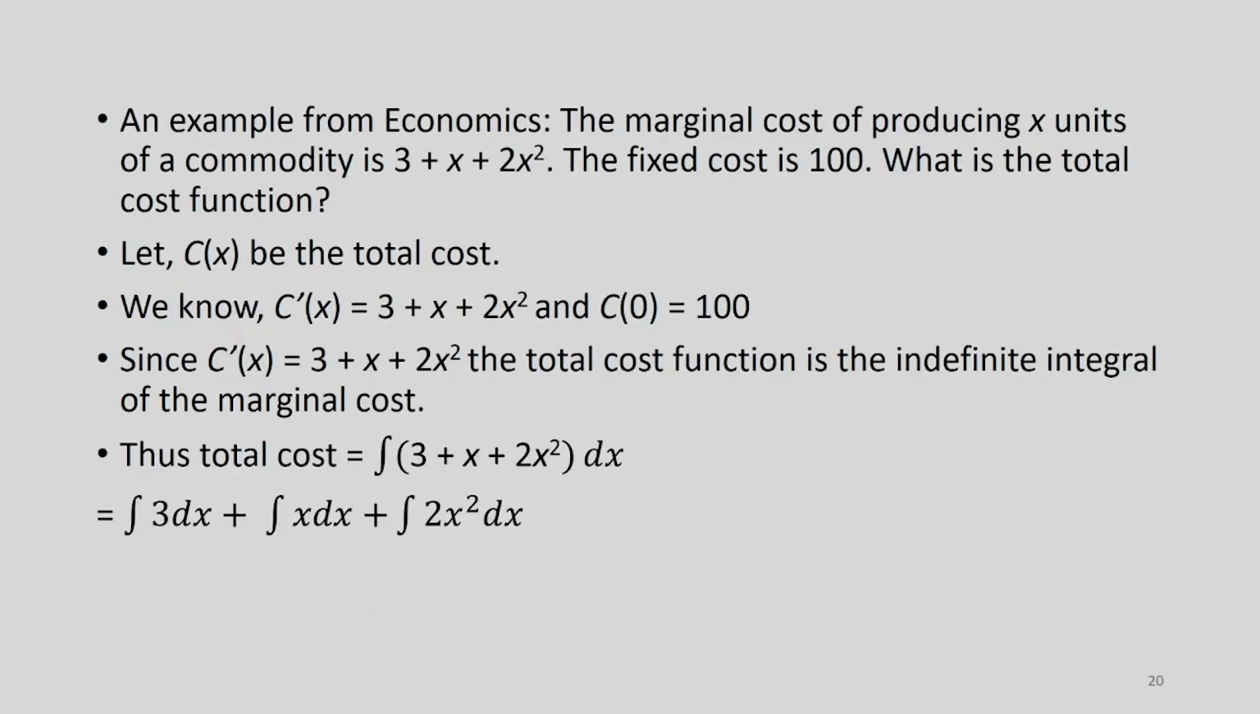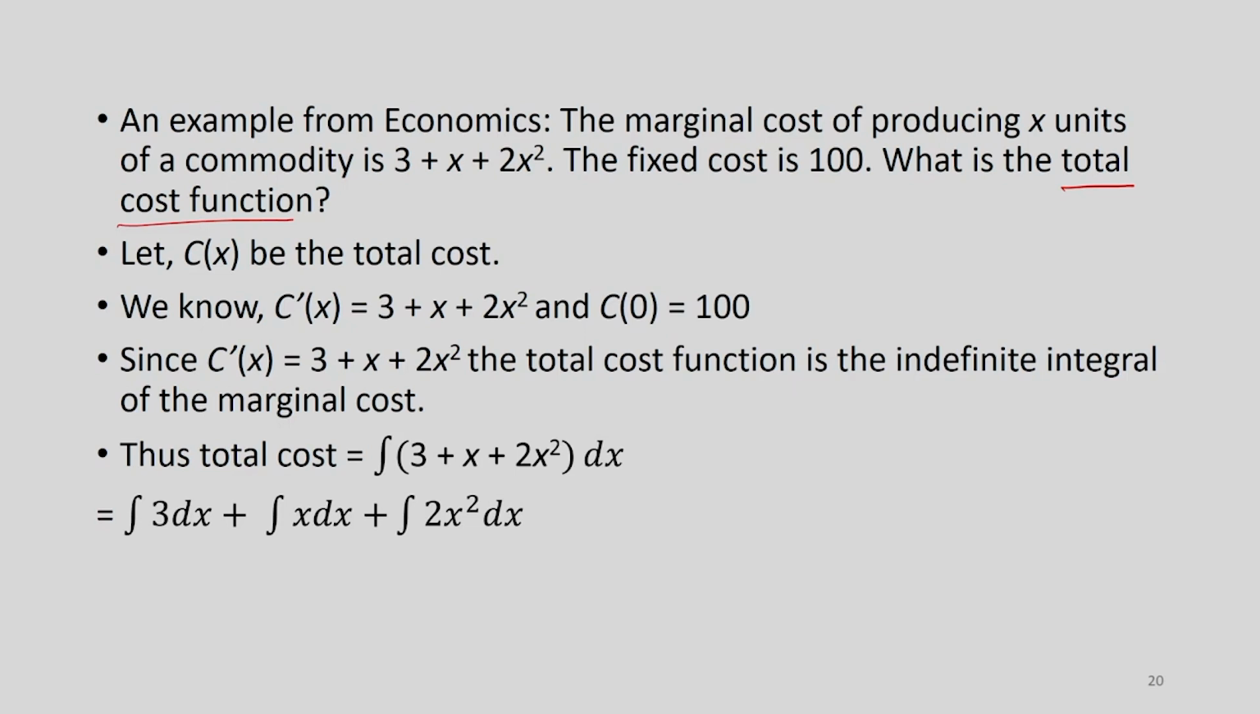Here is an example from economics. The marginal cost of producing x units of a commodity is 3 plus x plus 2x square. The fixed cost is 100. What is the total cost function? So, this is what we want to find, the total cost function.